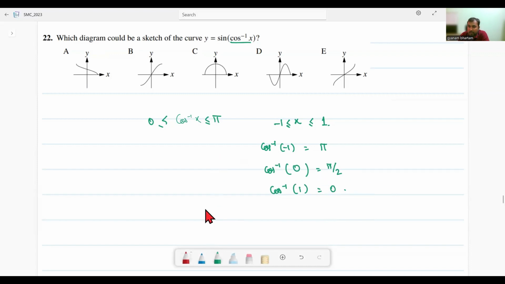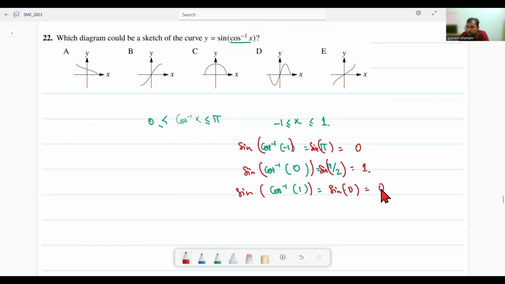Now if you apply sine to this, sine pi is going to be 0. If you again apply sine, this is also going to be 0, and at 1 it gives sine 0, which is 0. So if you observe, sine starts from 0, and remember cos inverse x is 0 to pi, and sine from 0 to pi is positive. So the graph should be up. So these two graphs you can directly say are wrong. Even E is wrong.